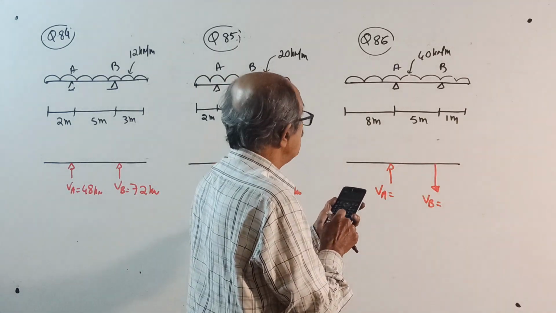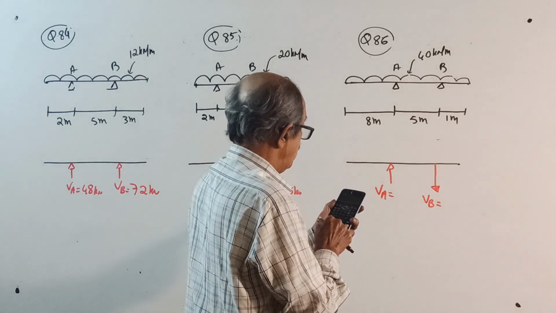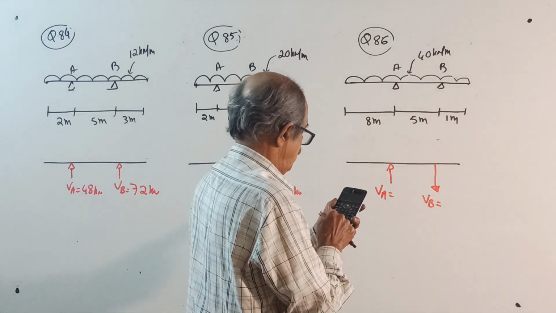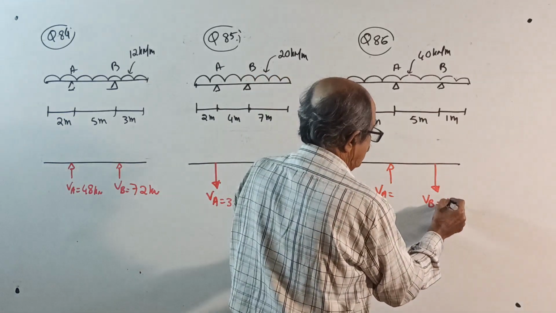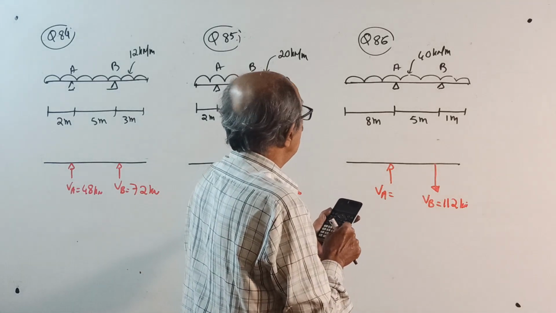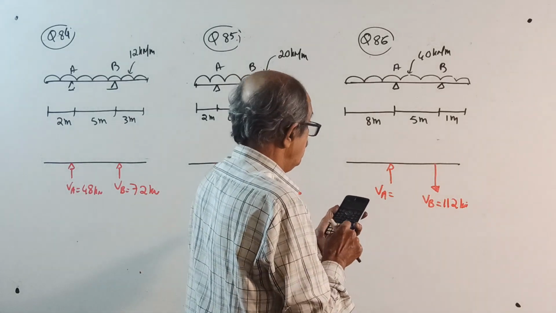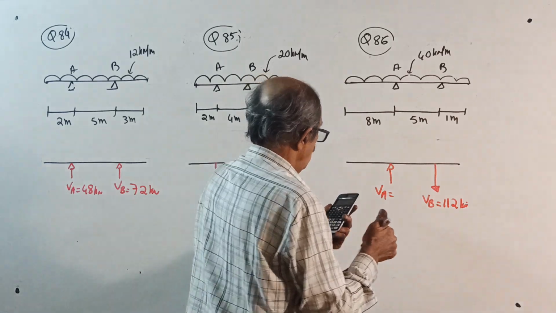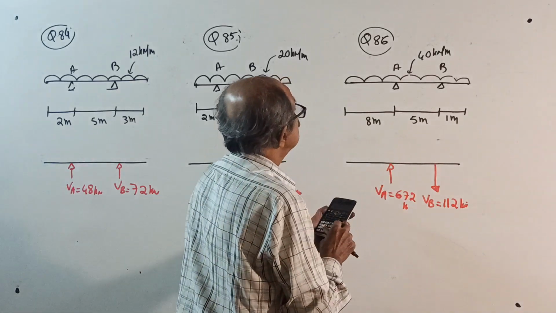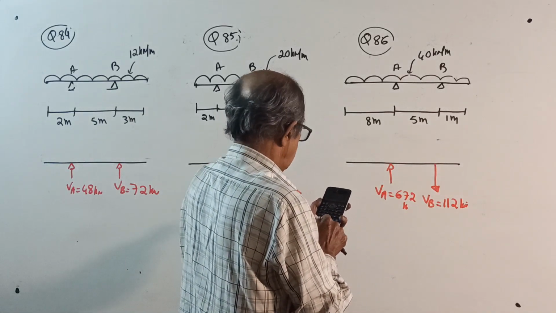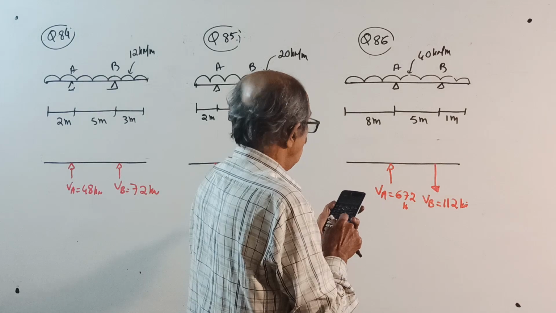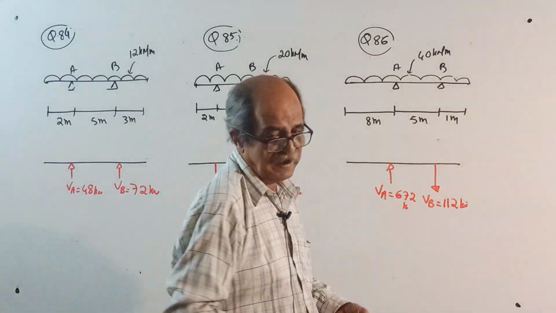Here, 40 into 6 square divided by 2 minus 40 into 8 square divided by 5. 112 kilonewton down. Here, 40 into 14 plus 112. 672 kilonewton. I check the answer. Perfectly correct.